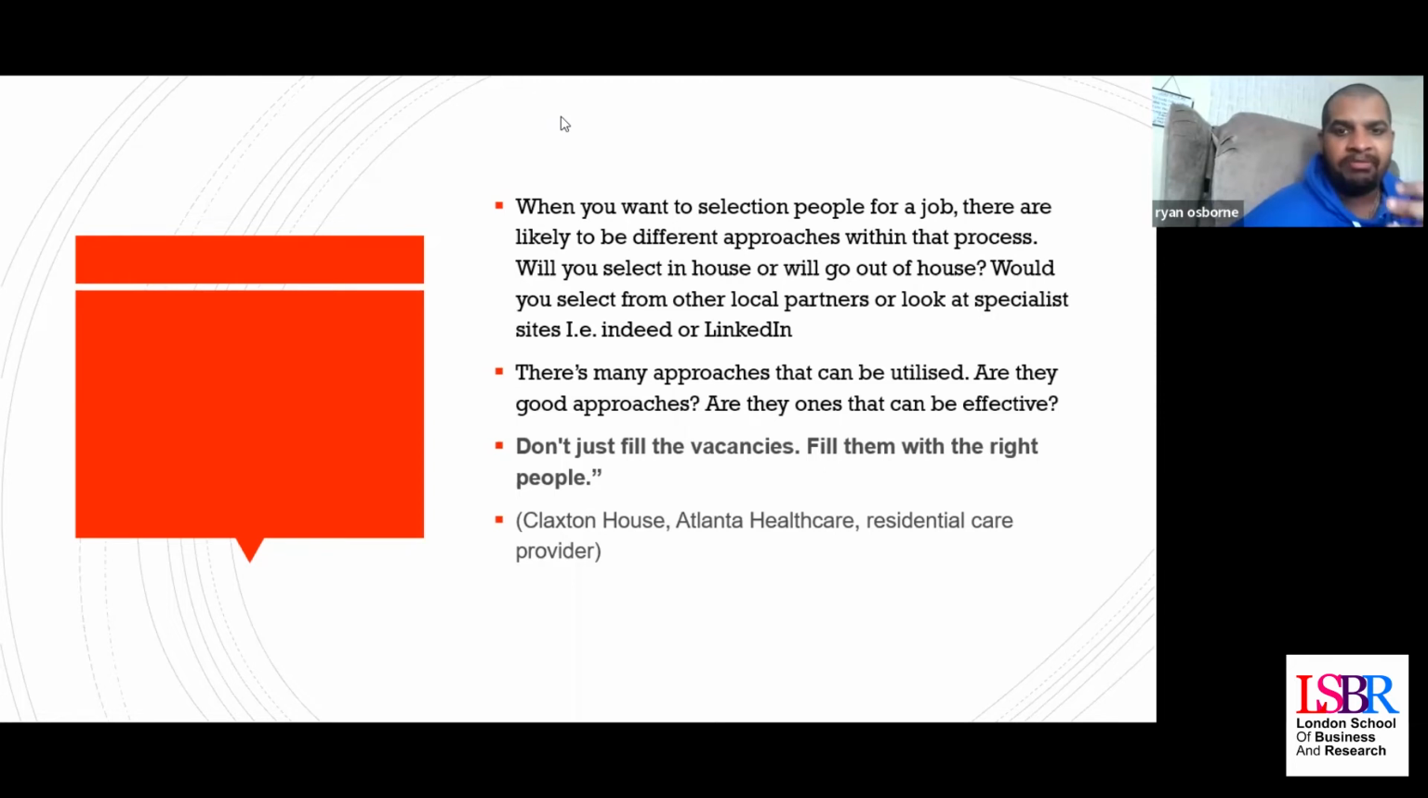Now, if you break that statement down into two, don't just fill the vacancies. Within that, you can see that they are pleading with people who are recruiting staff. Don't just recruit staff because you need to fill vacancies. Bring in the right people. As we said before, the right people have to be screened. They have to go through a rigorous process to make sure they are right for the job, don't they?